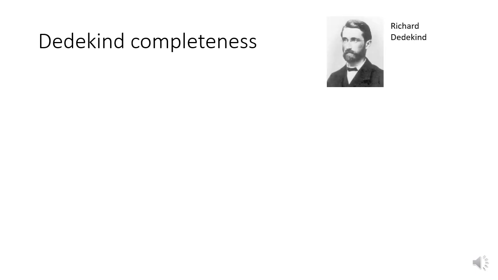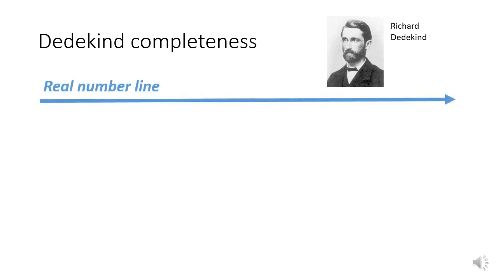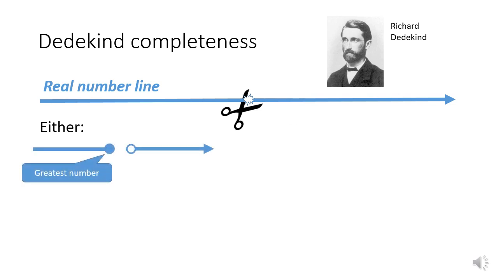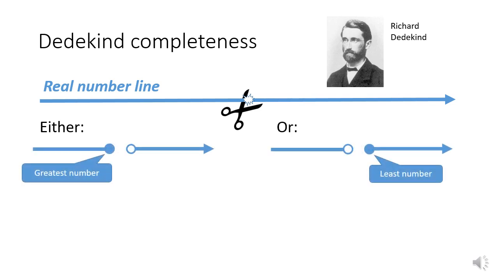We now come to a property that distinguishes the system of real numbers from the system of rational numbers. It is called Dedekind completeness, after the German mathematician Richard Dedekind, who was one of the inventors of real numbers. Imagine the real numbers as points on a straight line. The real numbers should have the following property. If we divide the set of real numbers into a left and a right part, then there is a real number that is either the greatest number of the left part or the least number of the right part.